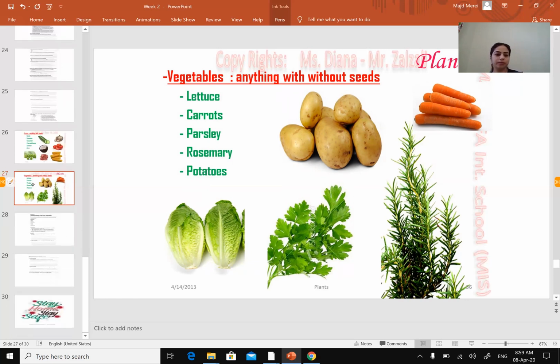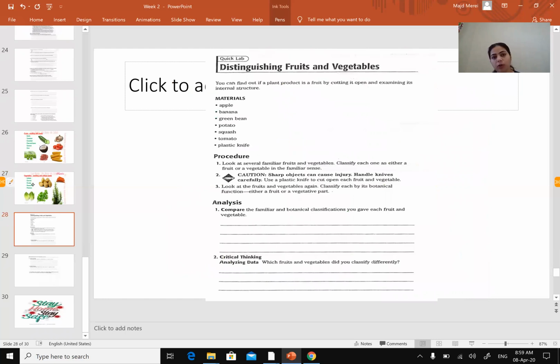If you refer to your workbook again, you have an activity distinguishing fruits and vegetables. You can do it at home. It's a very simple one. Take different materials from your refrigerator. For example, apple, banana, green bean, potato, squash, tomato, and use a plastic knife. You are adult enough, but still use a plastic knife.